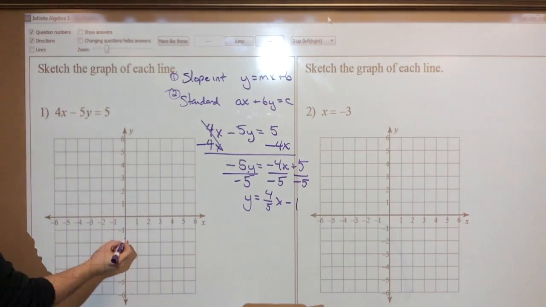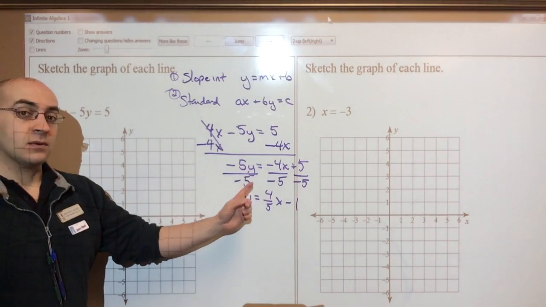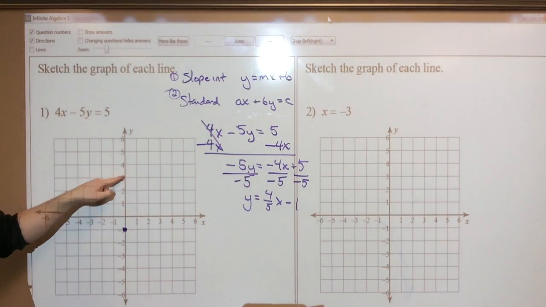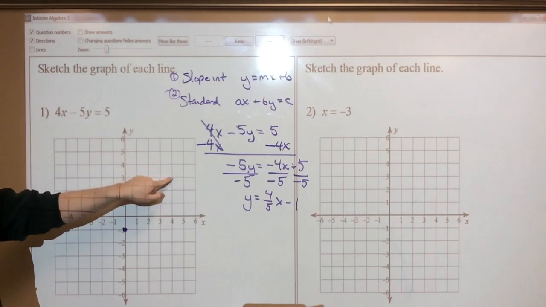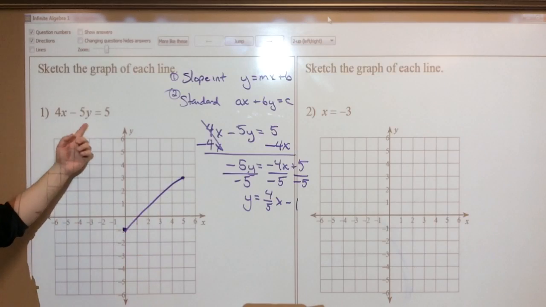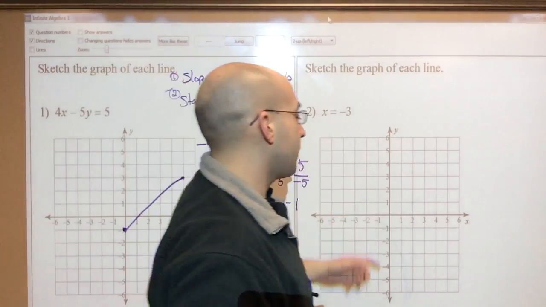Y-intercept is negative 1, so I'm going to go to the y-axis and plot negative 1. The slope is 4 over 5, so up 4 units, right 5 units. Up 4, 1, 2, 3, 4, and to the right 5, 1, 2, 3, 4, 5. This is my line. Okay? You never would have known it by doing this. All right? Just looking at it, you would have never known how to graph this line. So there we go.